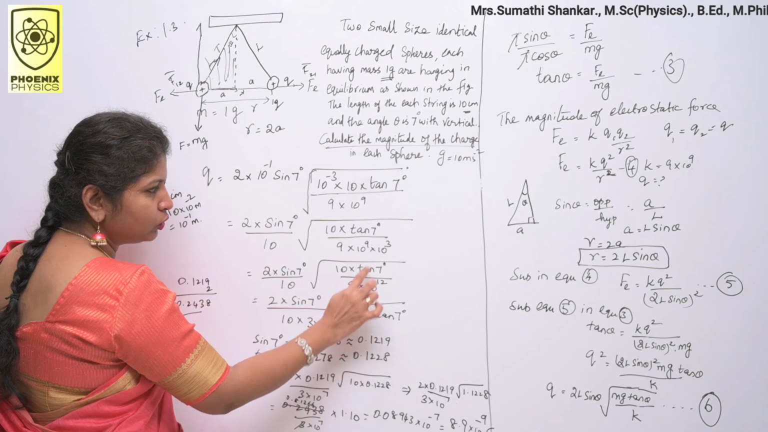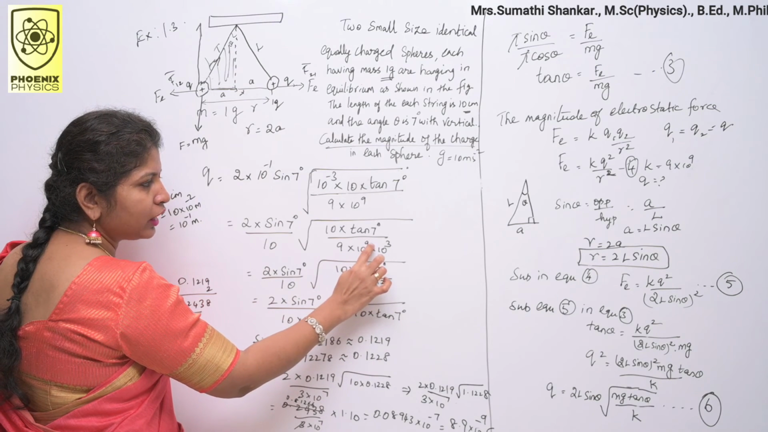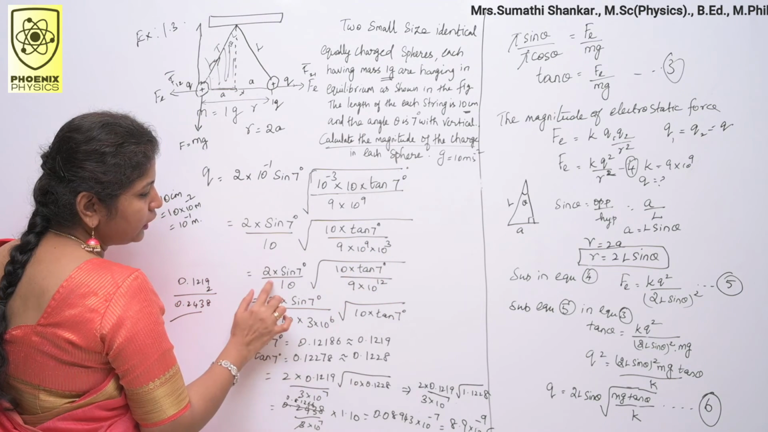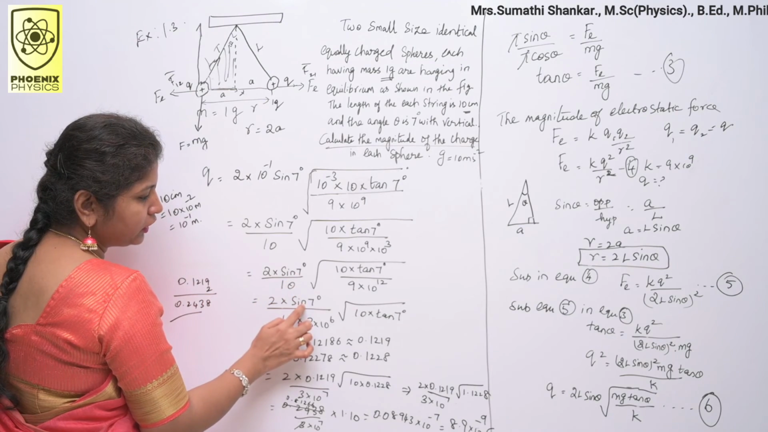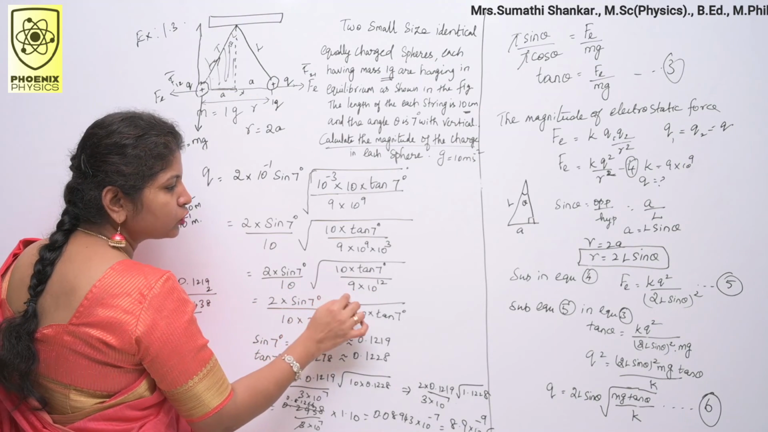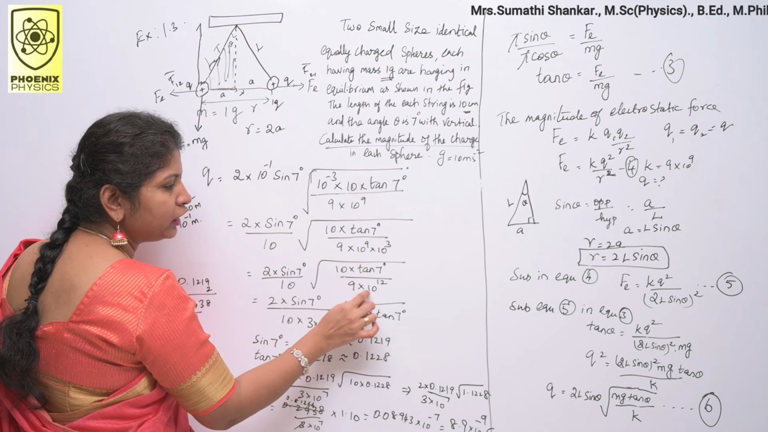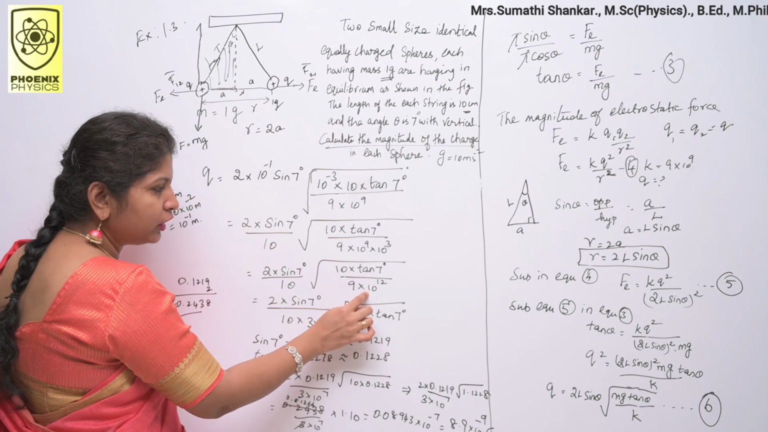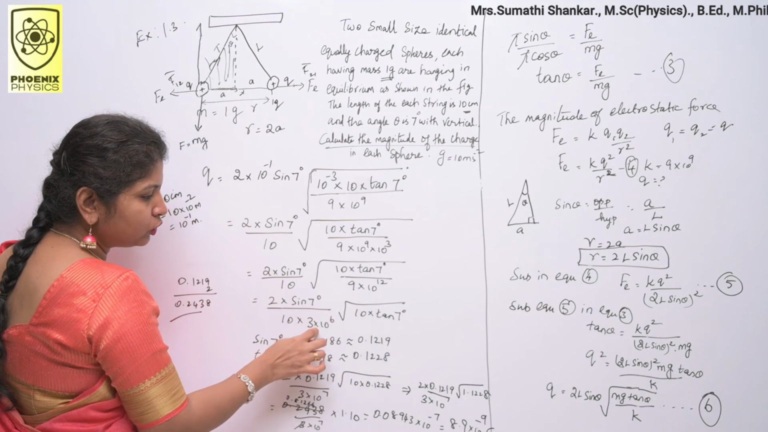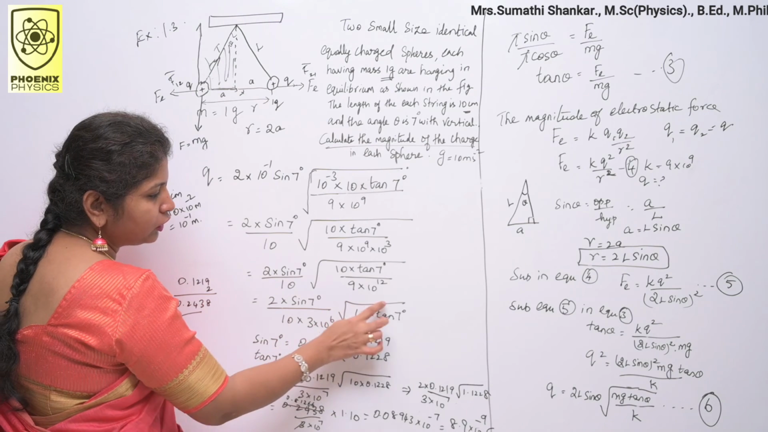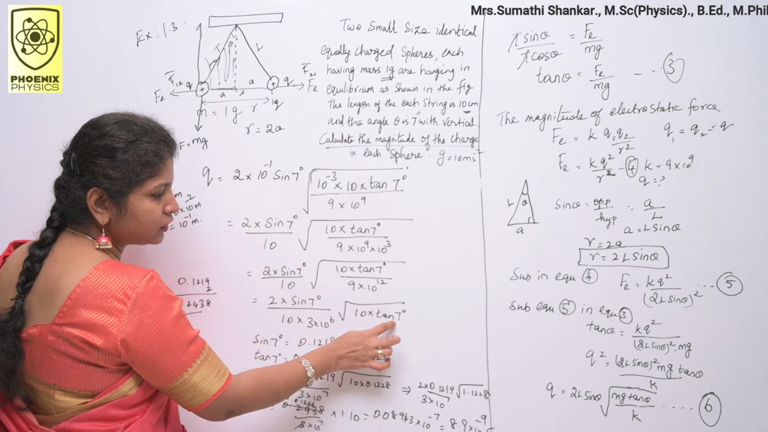Here 9 into, just add the powers, 9 plus 3, 12. Here 2 into sine 7 degree over 10, take the square root of this value, 9 into 10 to the power of 12, you can get 3 into 10 to the power of 6. Remaining value is square root of 10 into tan 7 degree.